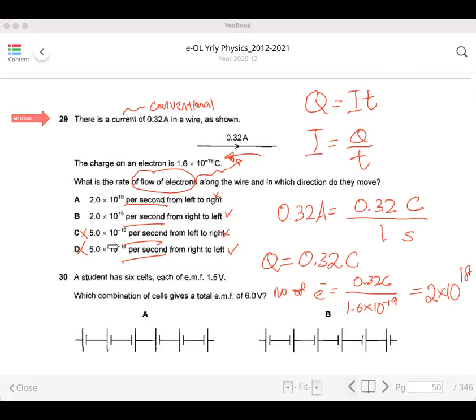It can't be a very small number. It must be a lot of electrons. Am I right to say that? So the answer for this will be B. Clear so far?